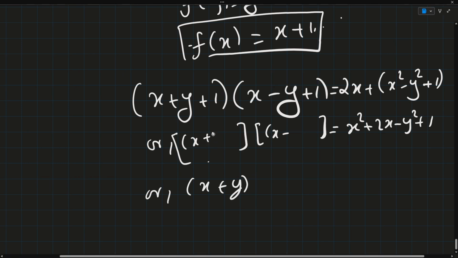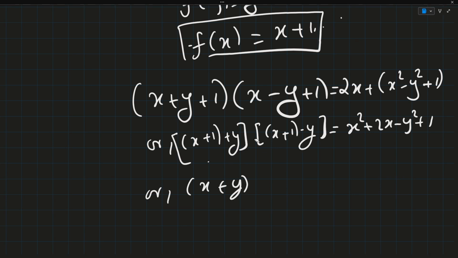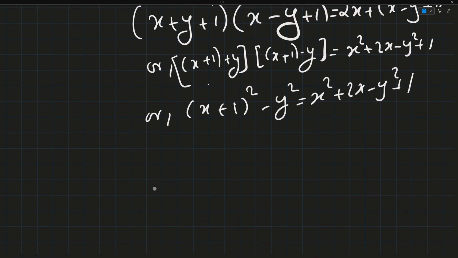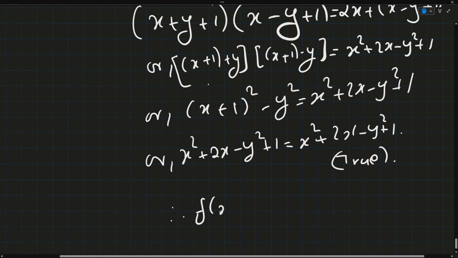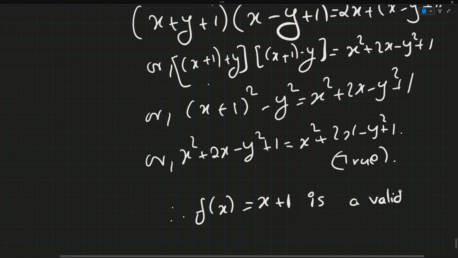So this is x plus 1 plus y times x plus 1 minus y, so this is x plus 1 whole square minus y square is equal to x square plus 2x minus y square plus 1, or x square plus 2x minus y square plus 1 is equal to x square plus 2x minus y square plus 1 too. Therefore f of x is equal to x plus 1 is a valid solution, and we are done.